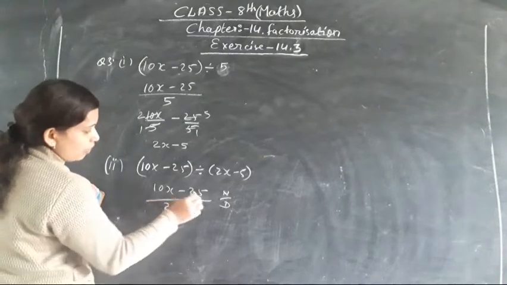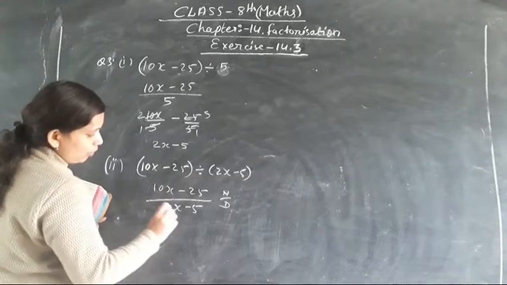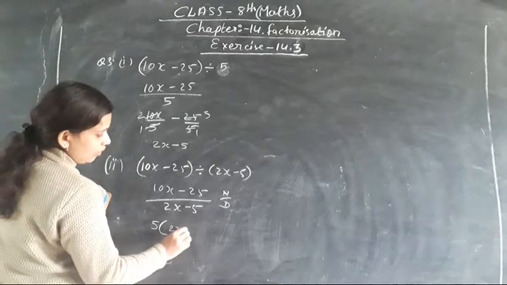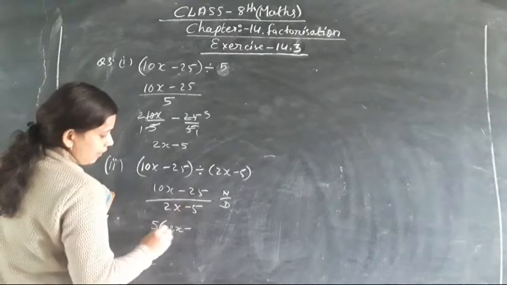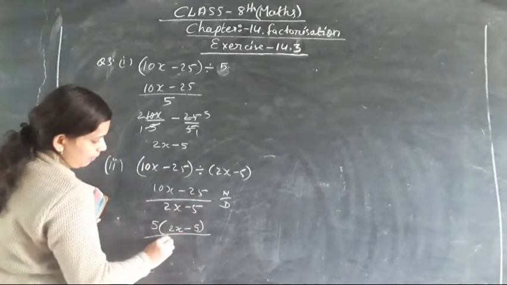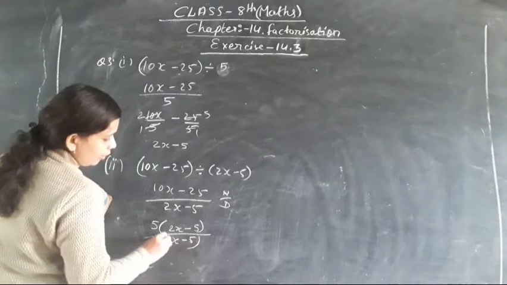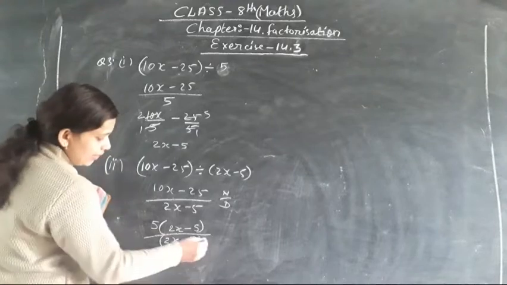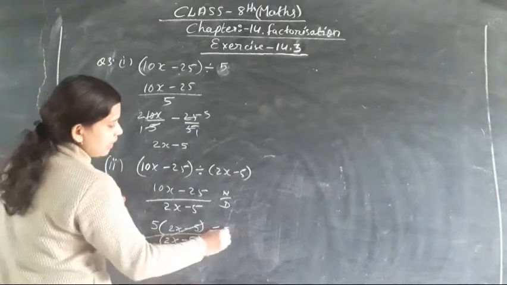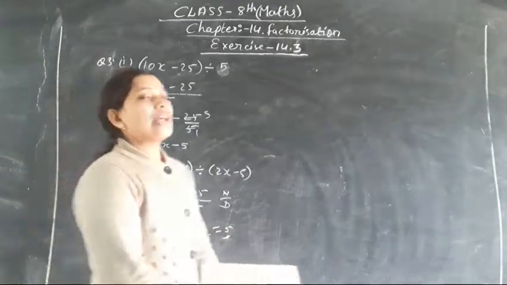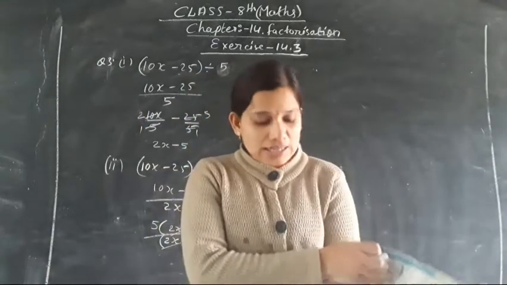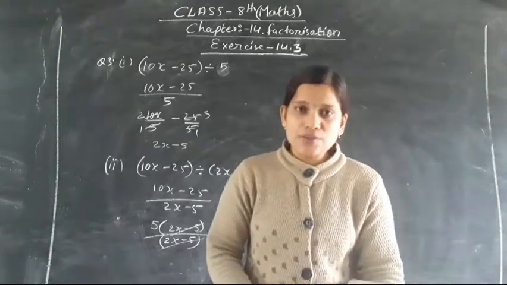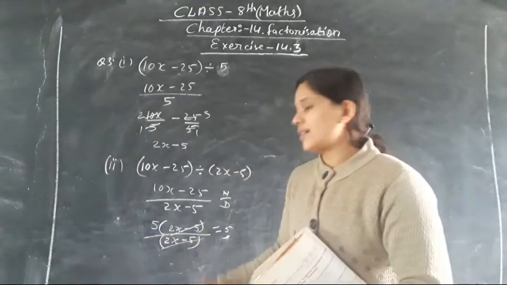Both 10 and 25 come in the table of 5. If we take 5 as common, what is left here? Here 2x is left, and here 25 comes in the 5 table 5 times, so 5 is left. So did the numerator and the denominator become the same while taking common? Yes, they become the same. Now it can easily get cancelled. So what is the answer we are having? The answer is 5. Clear? So the answer for question number 3, second part, is 5.